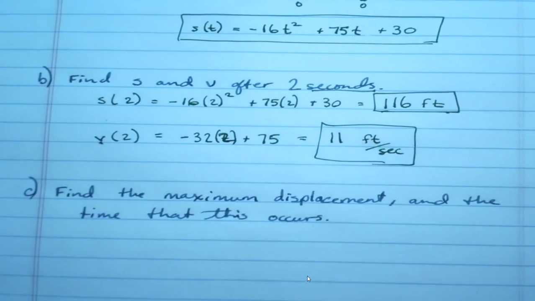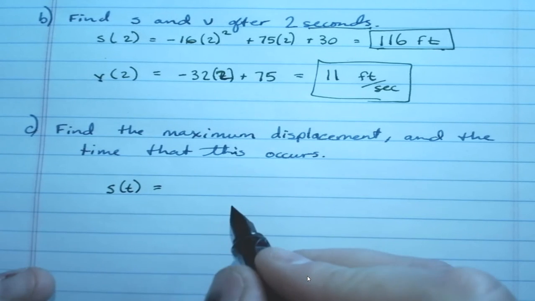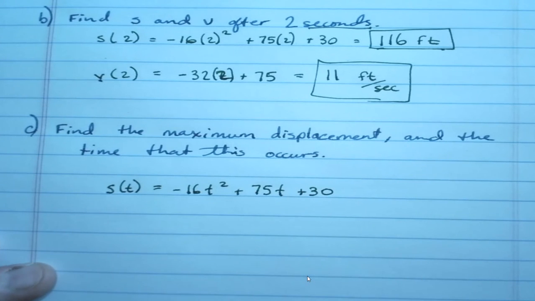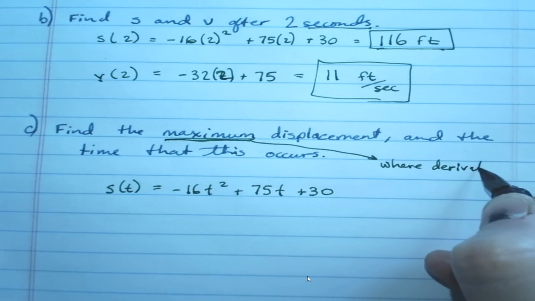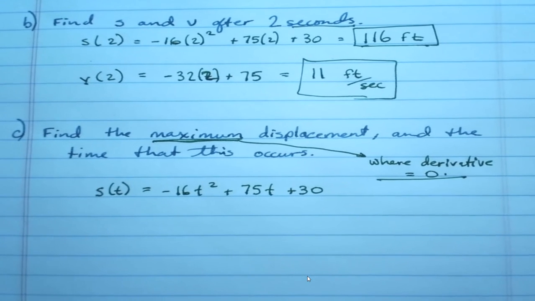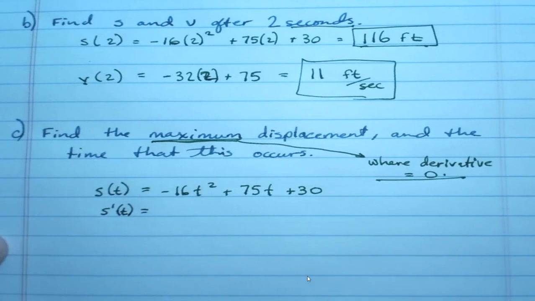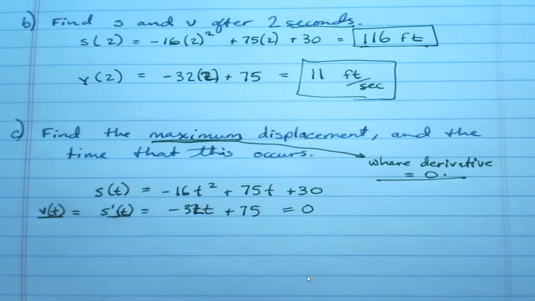Now, the last piece: find the maximum displacement and the time that this occurs. So displacement S of t is equal to negative 16t squared plus 75t plus 30. How do we find maximums or minimums? Well, a maximum is where the derivative is equal to 0. We have the first derivative and the second derivative test that we can use. I already know the derivative, S prime of t, was given in the problem. This is the same as velocity. That's just negative 32t plus 75. Set that equal to 0.